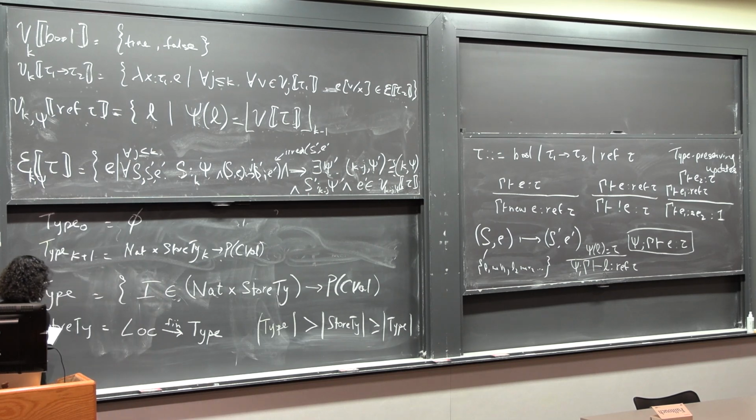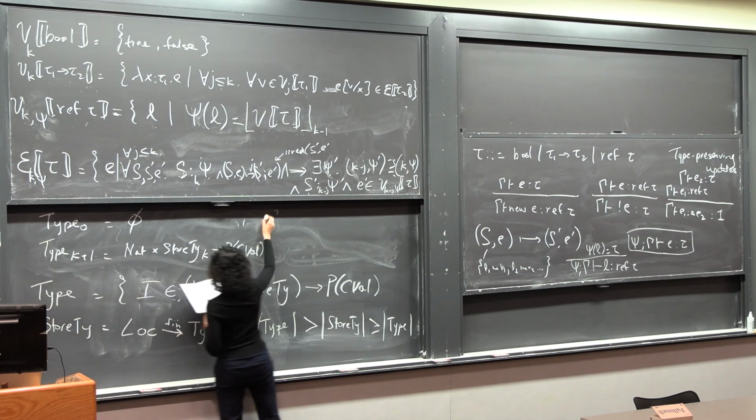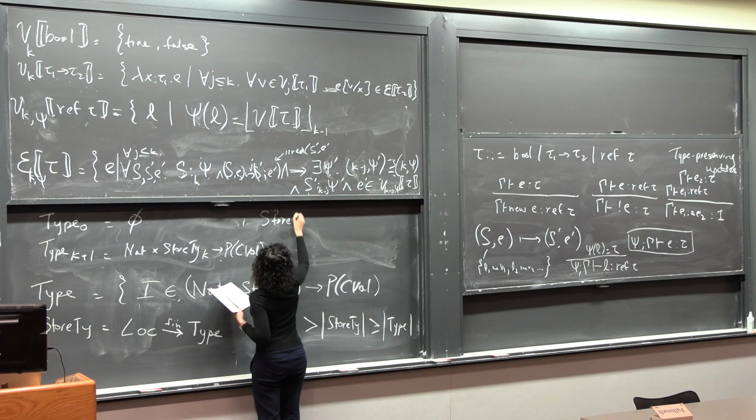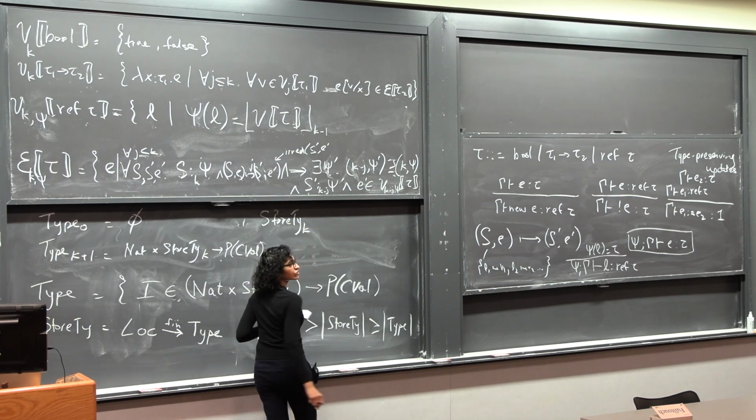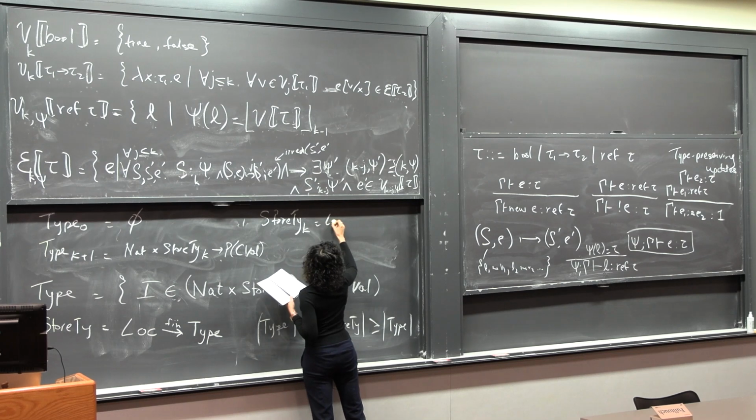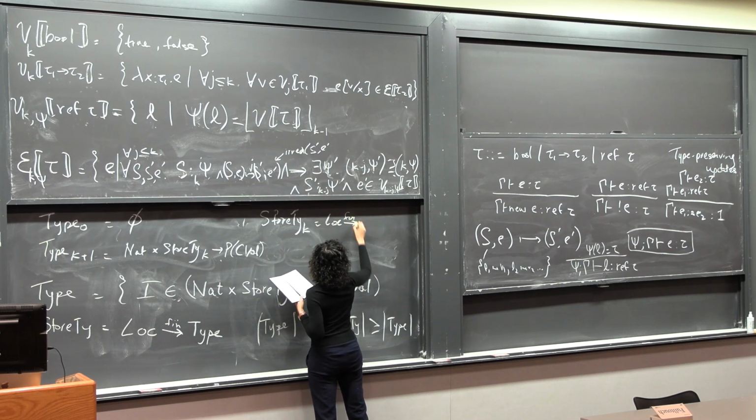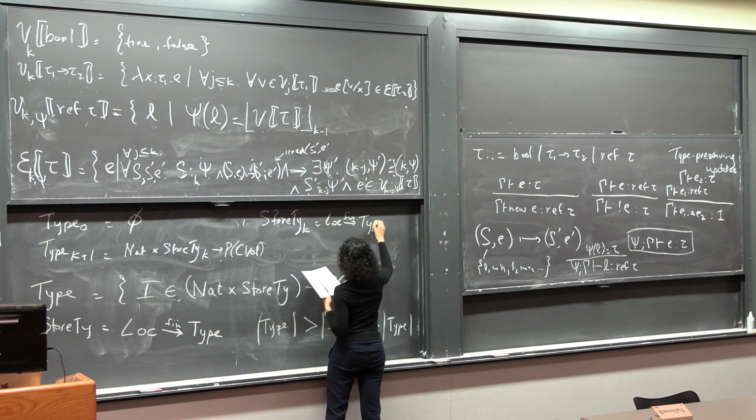Okay, and now we still have to say what is the store type at level k. Store type at level k is going to be a mapping, a finite map from locations to types at level k.